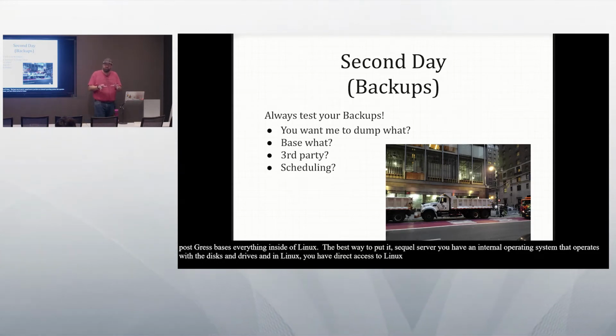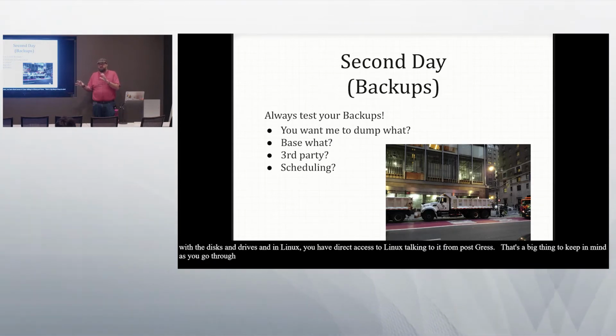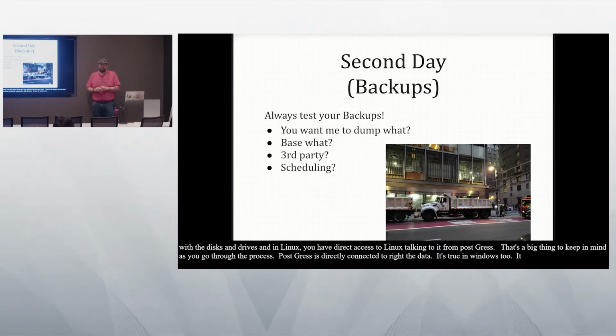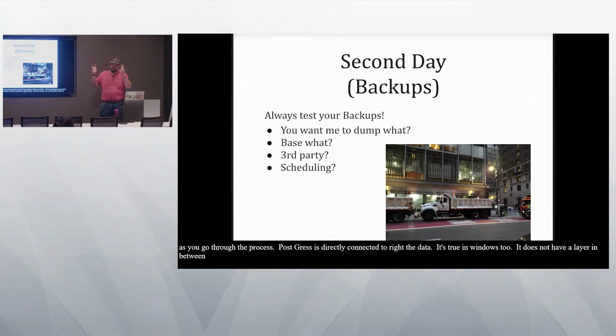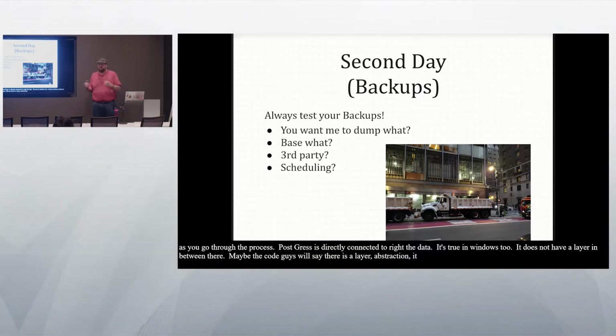That's a really, really big difference to keep in mind as you're going through this in your thought process. SQL Server built kind of an OS there to keep them separated. Postgres is directly connected to Linux to write that data. And it is true in Windows too. When Postgres for Windows writes, it talks directly to Windows to do that. It does not have a layer in between there. And maybe the code guys will say there is kind of a layer, an abstraction of whatever, but it's not to the level of SQL Server, which is completely abstracting it out.